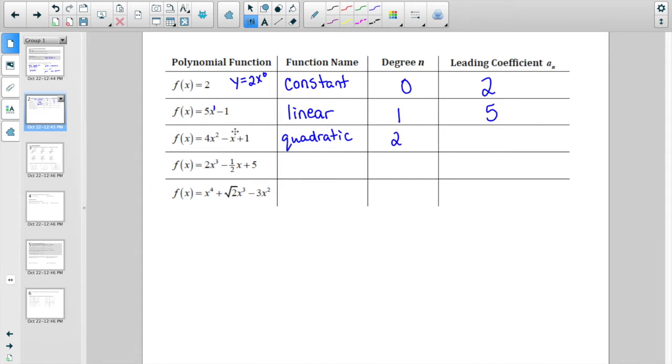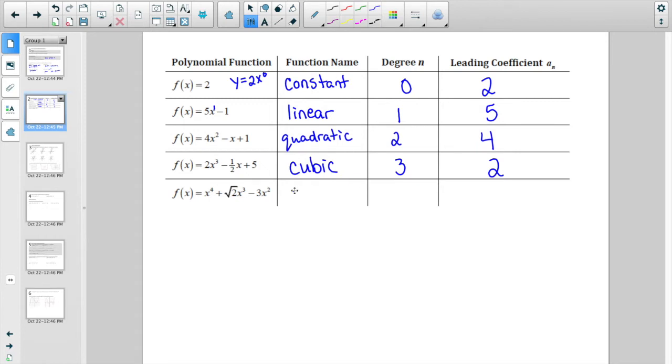So yeah, there's a 1 there on the x term, but that's the linear term. But the highest power is a 2, so that's the degree of the polynomial. And the leading coefficient is the number that's being multiplied by that highest term. So we end up with a 4 for the leading coefficient. For the next one, it is a cubic function. The degree is 3. And for this one, the leading coefficient would be 2.